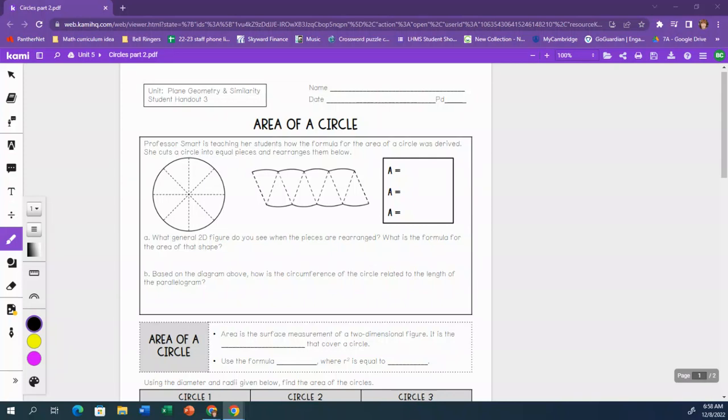Okay, we're going to get started on part two of the circles, and that's the area of a circle. We learned how to do the circumference. You guys have that down? Well, the area is not much harder. Now that you know how to do the circumference, here's the deal.